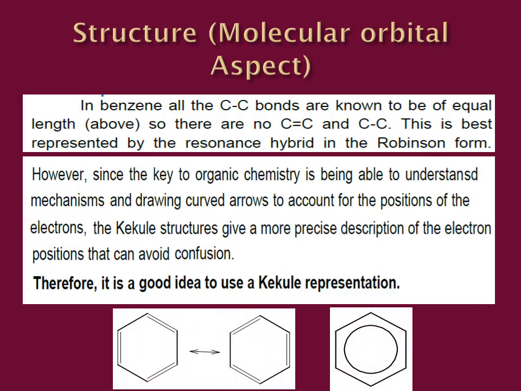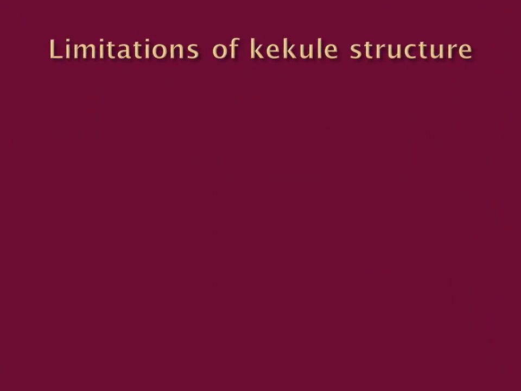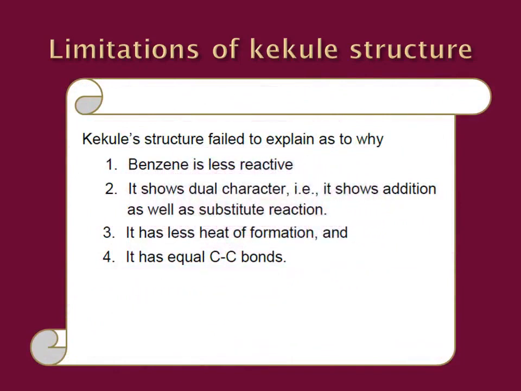Students, although Kekulé gives the best explanation of the structure of benzene, it has some limitations. The Kekulé structure failed to explain why benzene is less reactive. It shows dual character, that is, it shows addition reactions as well as substitution reactions. It has less heat of formation than expected, and it has equal carbon to carbon bonds. We have already discussed the bond lengths, that it is between the C double bond C and C single bond C.